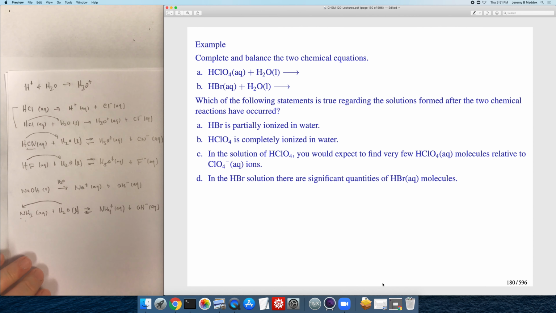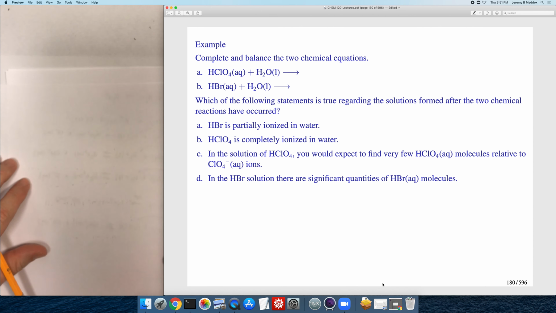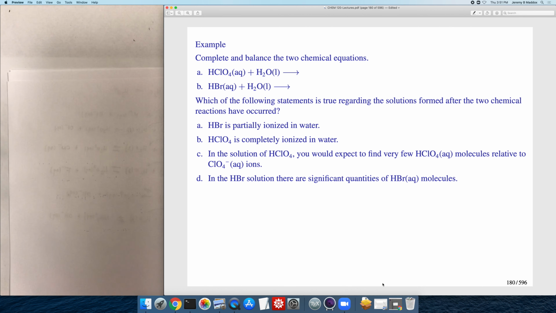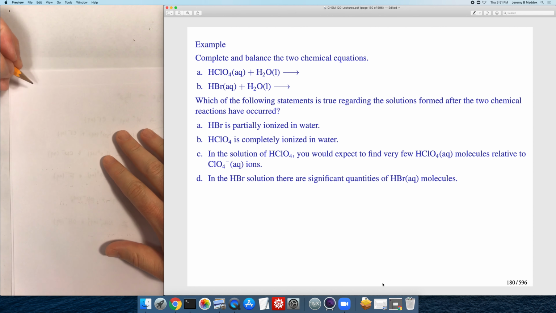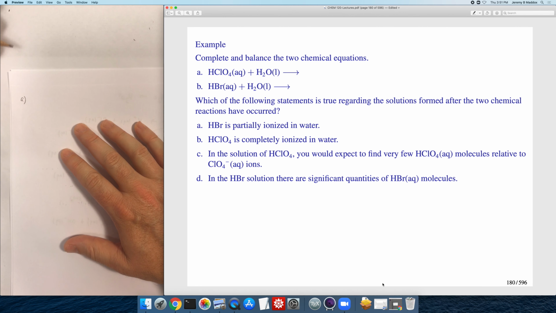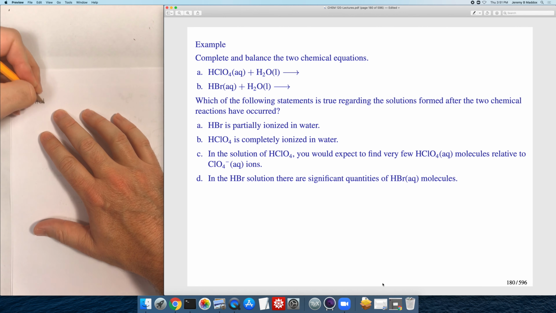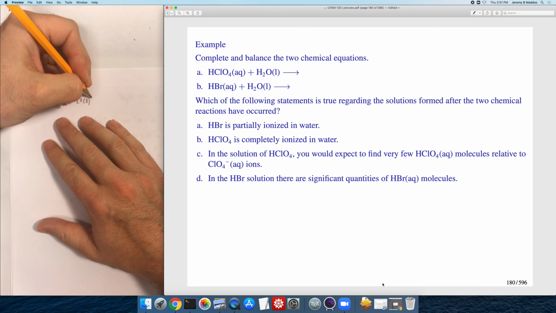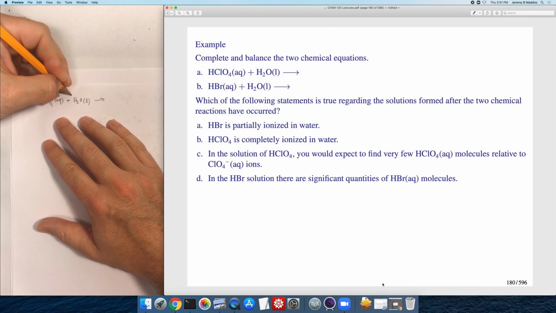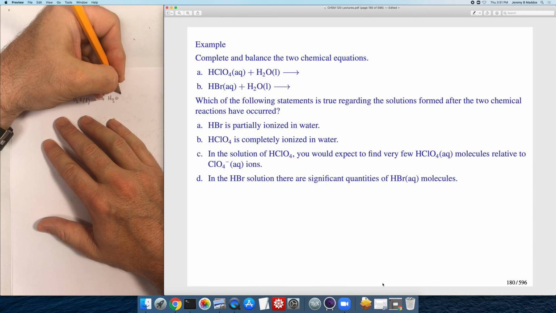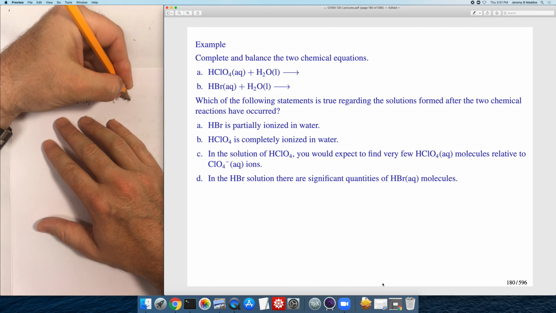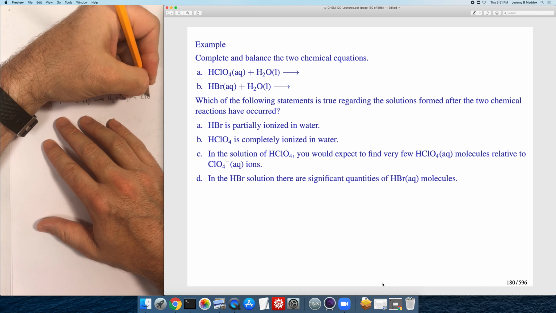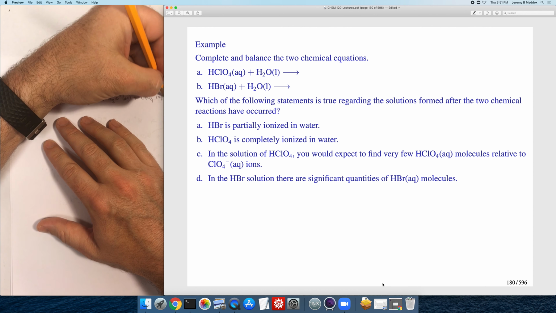Let's flip the page here. Okay, so we're being asked to complete these reactions. And so for part A, we have perchloric acid, which is a strong acid, reacts with water. The acid donates the proton, so that's going to give us some hydronium, and it's going to leave behind a perchlorate ion, like that.